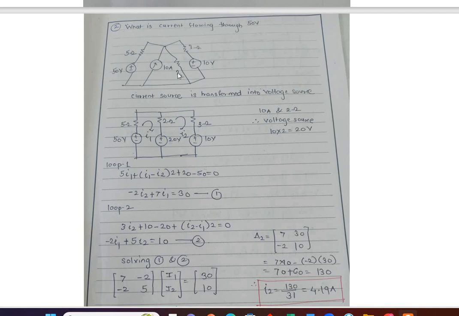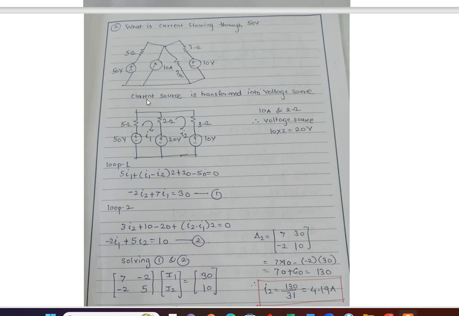Let us discuss one more example. Again, here we will be applying KVL. So the problem statement is, what is current flowing through 50 volt? So in this circuit, you can see 50 volt is here, 5 ohm resistor in series, then one current source, parallel resistor 2 ohm, and then 3 ohm and 10 volt.